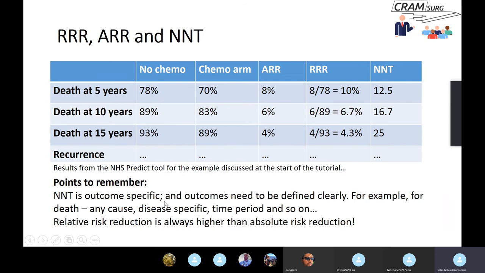The other thing to keep in mind is that the relative risk reduction is always higher than the absolute risk reduction. So as you can see from the table, as the absolute risk reduction goes down, the relative risk reduction also goes down, but it's always higher than the absolute risk. Just like we talked in the last tutorial, that odds ratios are an exaggeration of the relative risk, I'm saying here that the relative risk reduction is an exaggerated estimate of the absolute risk reduction.